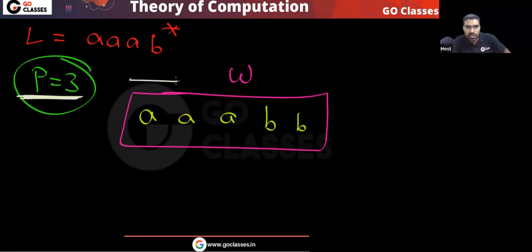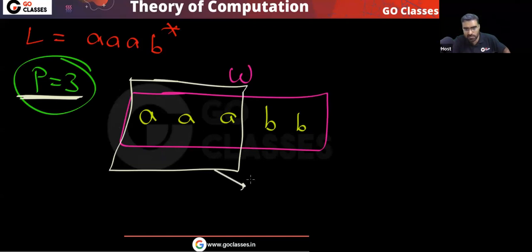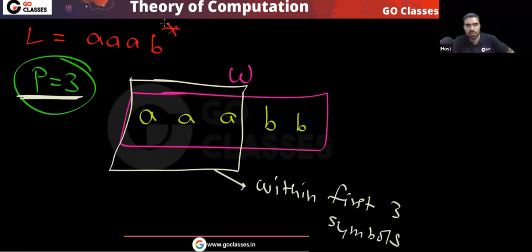You have P equal to 3, so your Y must be within the first 3 symbols. In this area you will find Y. Now tell me, everything is A. Now whatever Y you take, if I repeat it 0 times, just think about it, what will happen?